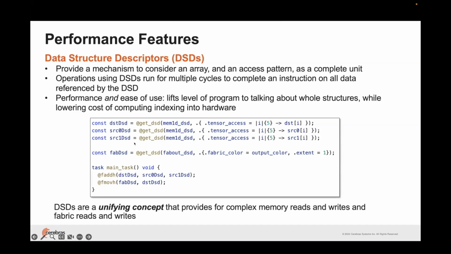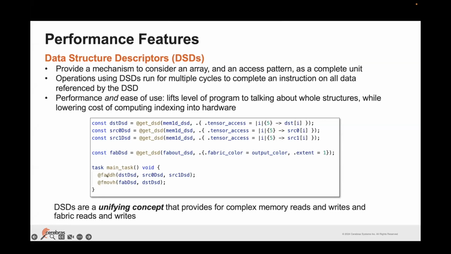So here we have 3 DSDs: dest DSD, source 0 DSD, source 1 DSD. Each of these DSDs has some access pattern that's defined. If you look at dest DSD, what this access pattern is saying is that we have some array that we've declared previously in our code called DST. And this DSD is just going to access the first 5 contiguous elements of DST. This source 0 DSD just accesses the first 5 contiguous elements of the source 0 array. And the source 1 DSD accesses the first 5 contiguous elements of an array named source 1.